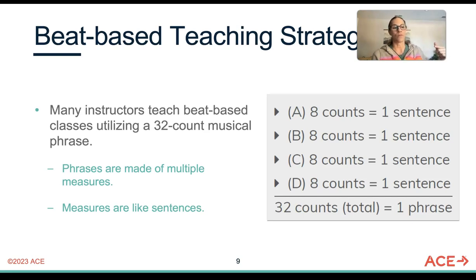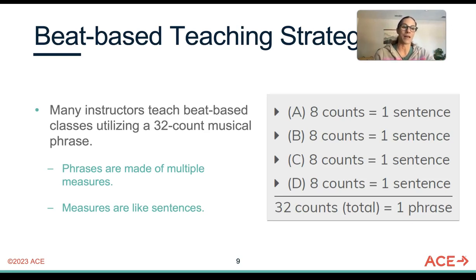1, 2, 3, 4, 5, 6, 7, 8. 2, 2, 3, 4, 5, 6, 7, 8. 3, 2, 3, 4, 5, 6, 7, 8. 4, 2, 3, 4, 5, 6, 7, 8. Once you've got those 4 8 counts, that's the end of your phrase, and the music should change after that.